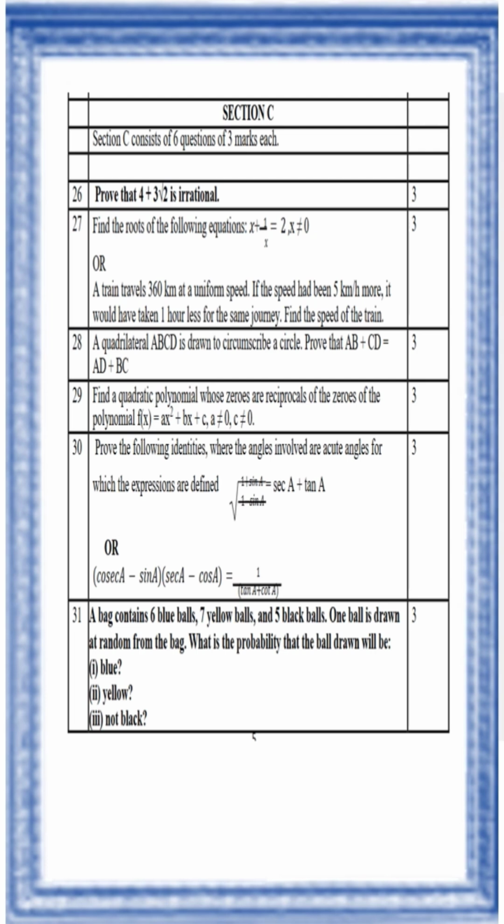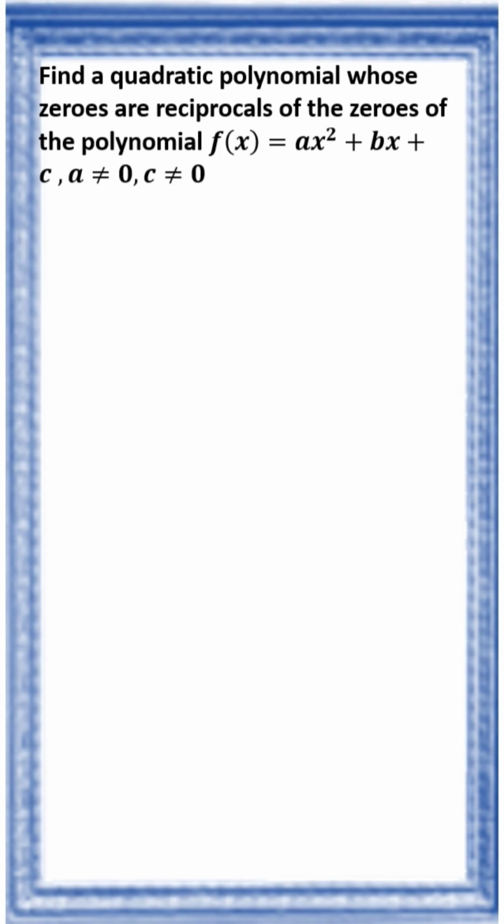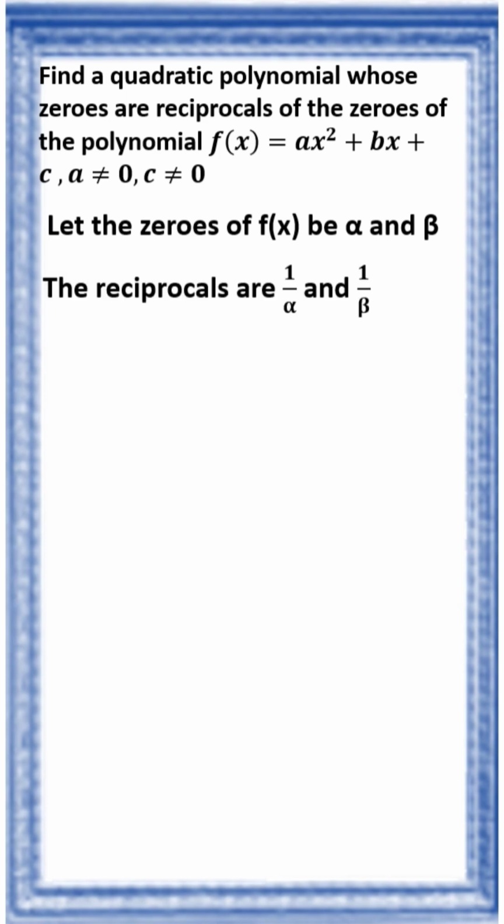Now let us solve the 30th question from the section. The question is, find the quadratic polynomial whose zeros are the reciprocals of the zeros of the polynomial f of x is equal to ax square plus bx plus c, where a is not equal to 0 and c is not equal to 0. Let the zeros of the polynomial f of x be alpha and beta. Their reciprocals are 1 by alpha and 1 by beta.